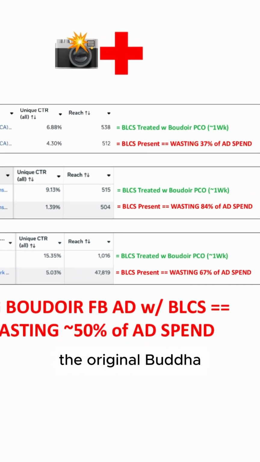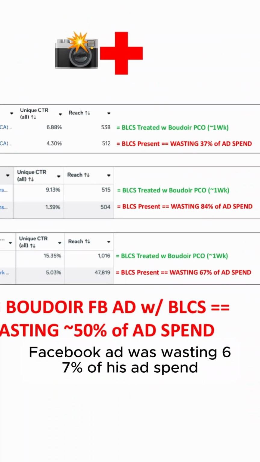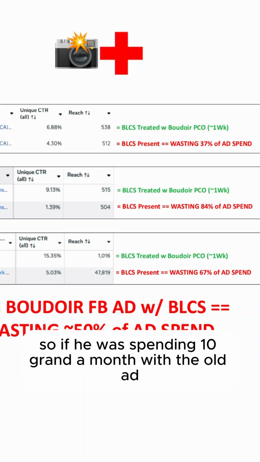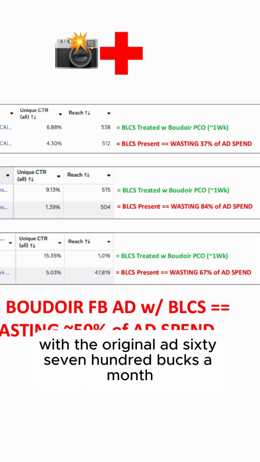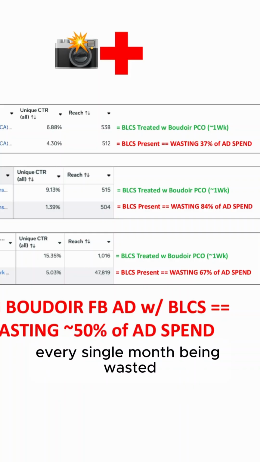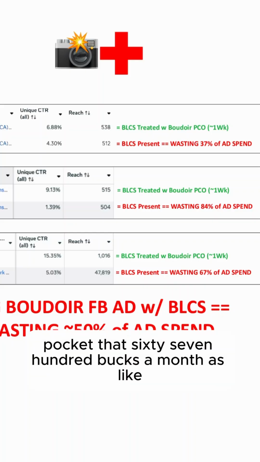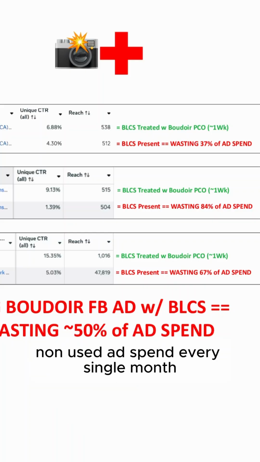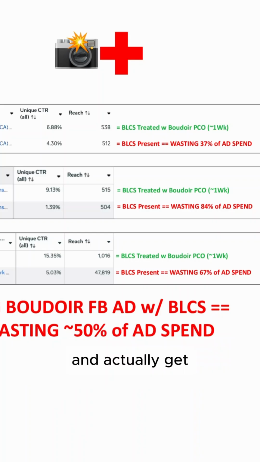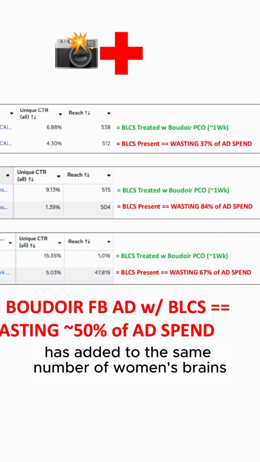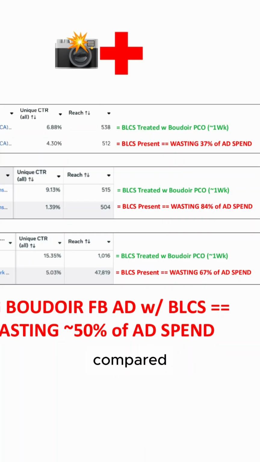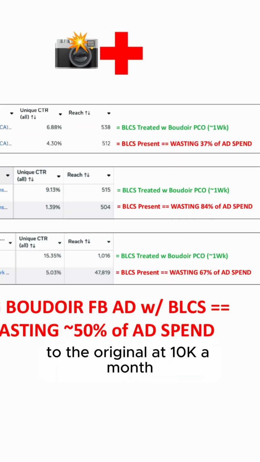And so we found out the original Boudoir Facebook ad was wasting 67% of his ad spend. So if he was spending 10 grand a month with the original ad, 6,700 bucks a month, every single month being wasted. So now he can run the new one at 3,300 bucks a month, pocket that 6,700 bucks a month as non-used ad spend every single month, and actually get what's that, like 80K kind of phantom bonus in the next year, and still get his ad into the same number of women's brains at 3,300 bucks a month compared to the original at 10K a month.